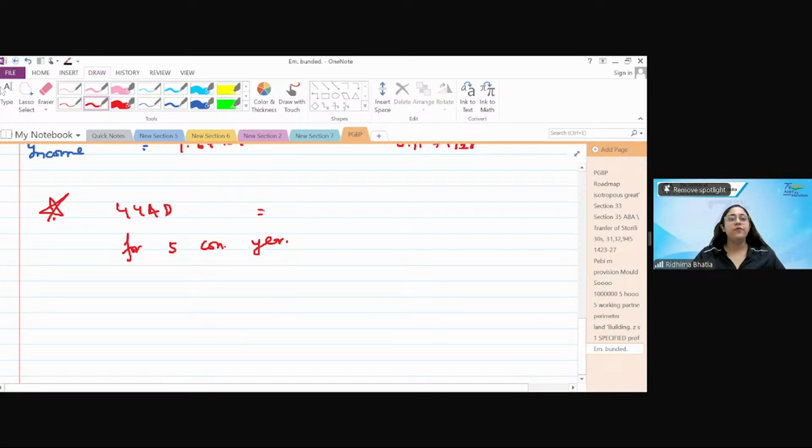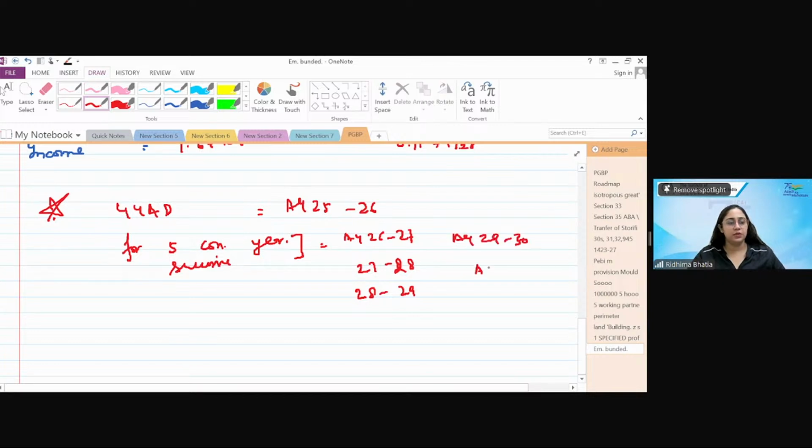So suppose I'm declaring 44AD for assessment year 25-26, okay? Then 5 consecutive successive years के लिए, if I'm an eligible assessee, I have to declare the profits. That is assessment year 26-27 से लेके 27-28, assessment year 28-29, assessment year 29-30, and assessment year 30-31. Obviously, when I'm the eligible assessee, if turnover is high, that is not the situation. Okay? I have to do it.